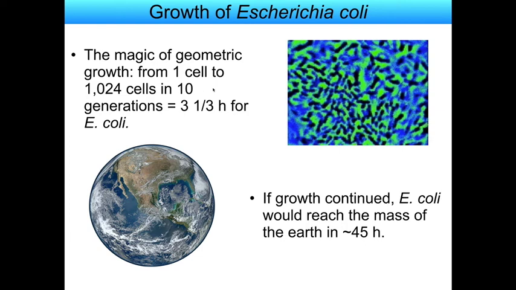so on. Well, E. coli can double in 20 minutes. That means it can go from one cell to 1,000 cells in just 3 1/3 hours. And if growth continued, E. coli would reach the mass of the Earth in just 45 hours. Of course, it can't grow to that mass because it would run out of nutrients.